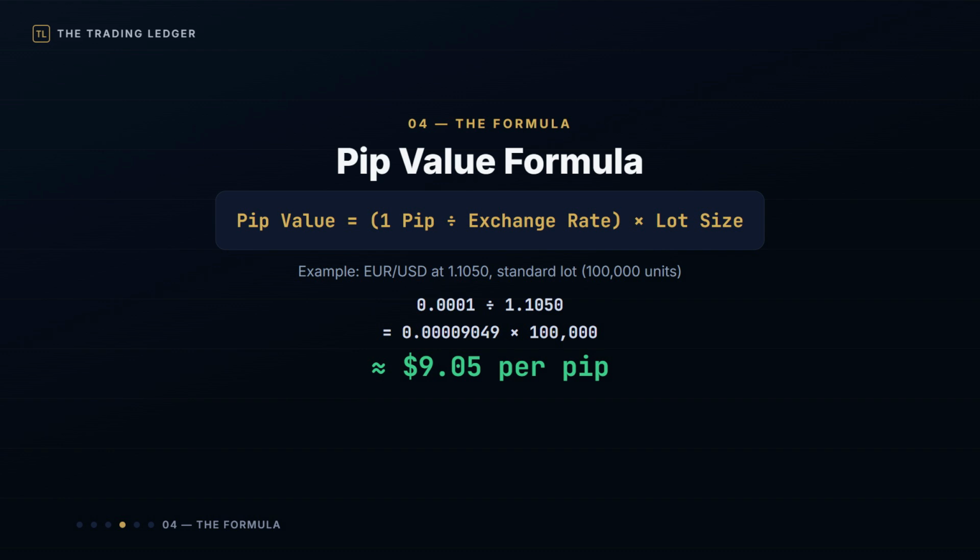Now, the good news is you almost never need to do this calculation manually. Every broker platform and most Forex websites have a pip calculator built in. You just enter the pair, lot size, and your account currency, and it tells you instantly. But understanding why the calculation works the way it does gives you a massive advantage, because you'll always be able to sense check whether a trade makes sense before you enter it.